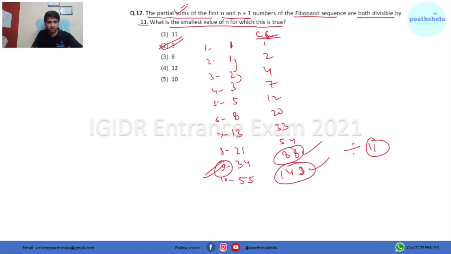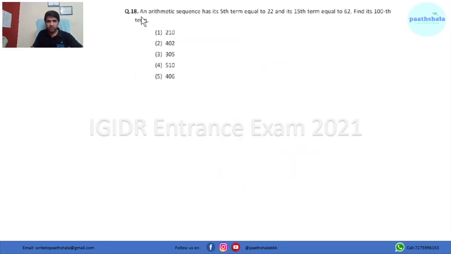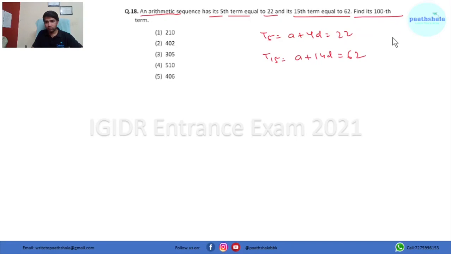Okay, now let's move to the next question. Here in this question it is saying that an arithmetic sequence has its fifth term equal to 22. So T5, which is a plus 4d, equals 22. Then it is saying the 15th term equals 62. So T15, it is given, a plus 14d equals 62. Now it is asking to find the 100th term, T100.